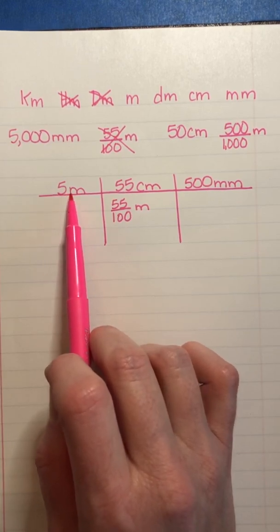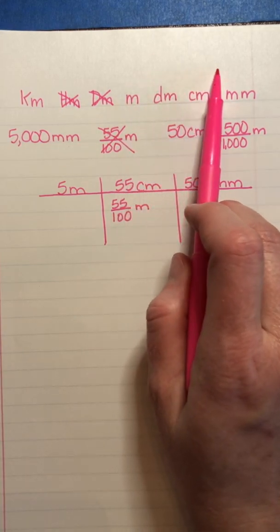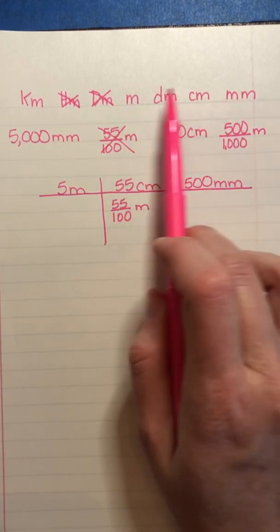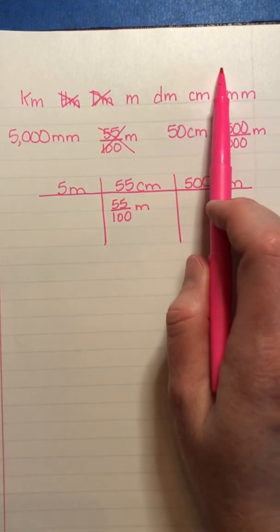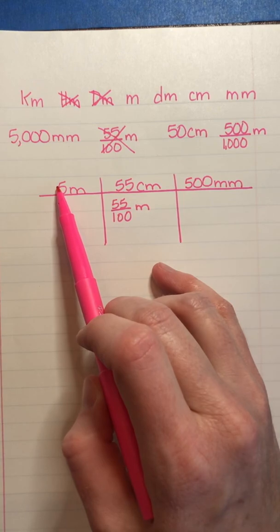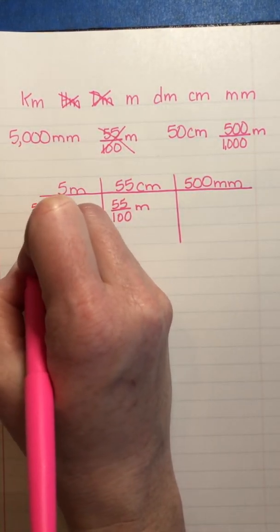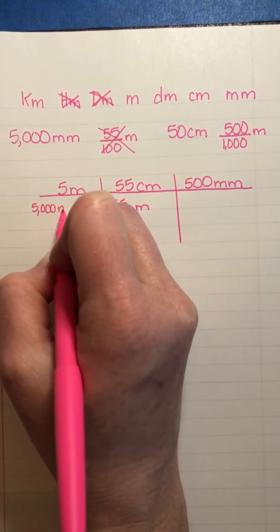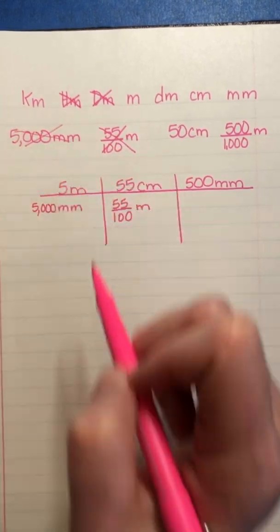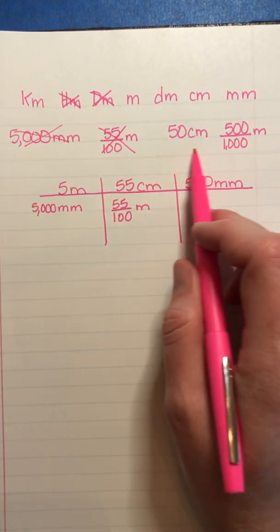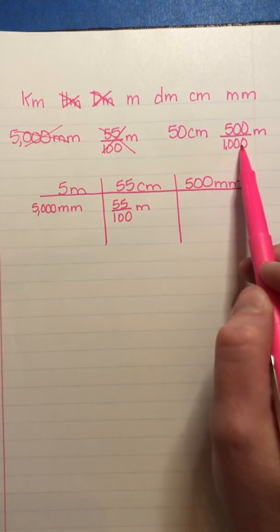So if I have 5 meters here, and I want to jump all the way to millimeters, that's going to be a times 10 times 10 times 10, or a times 1,000. And 5 times 1,000 is 5,000. So I know that 5,000 millimeters will go in this column because it is equal to 5 meters. And we can cross that guy off. So now I'm down to 50 centimeters and 500 thousandths meter.